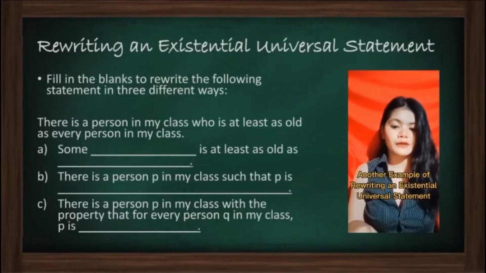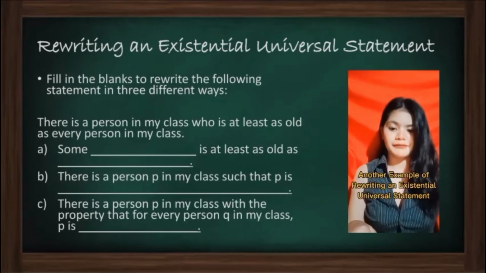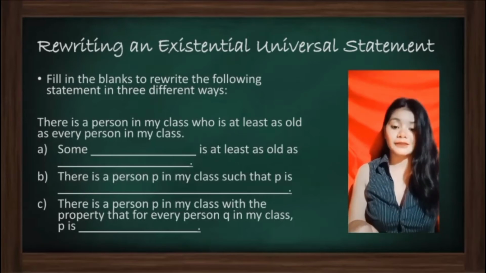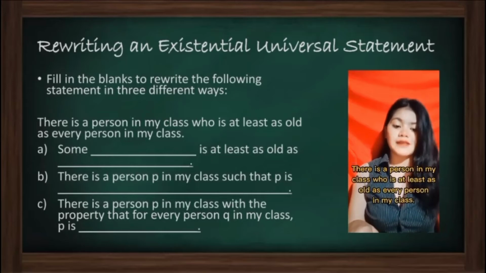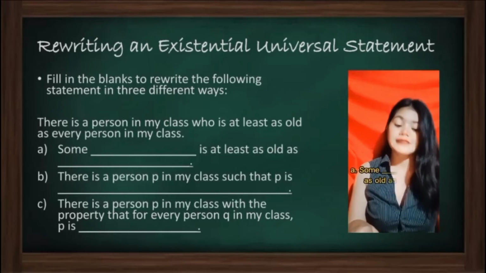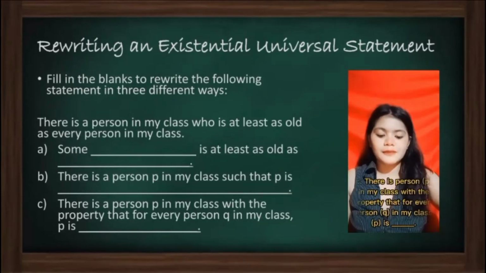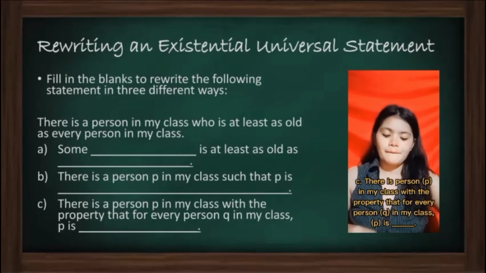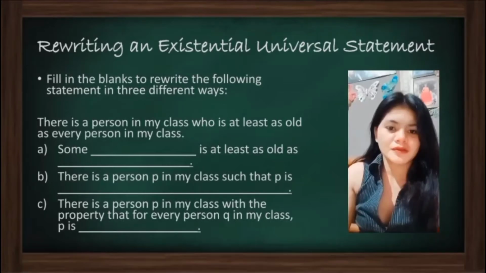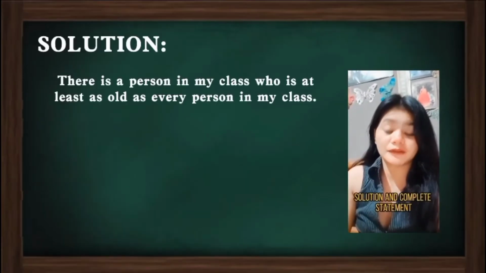Here's another example of rewriting an existential universal statement. We're going to fill in the blank to rewrite the following statement in 3 different ways. The given statement is, there is a person in my class who is at least as old as every person in my class. Letter A, some blank is at least as old as blank. Letter B, there is a person P in my class such that P is blank. Letter C, there is a person P in my class with the property that for every person Q in my class, P is blank.